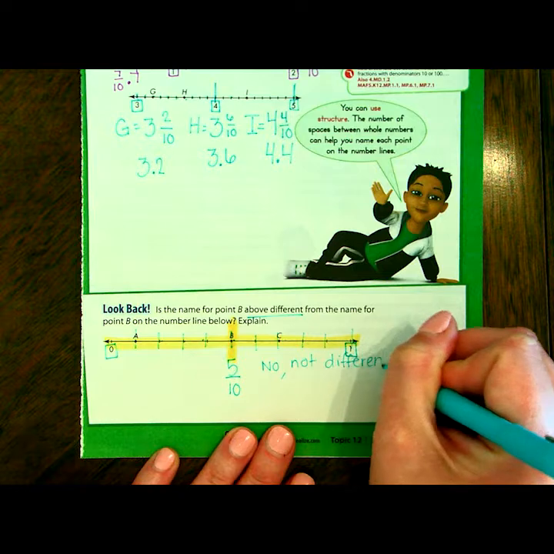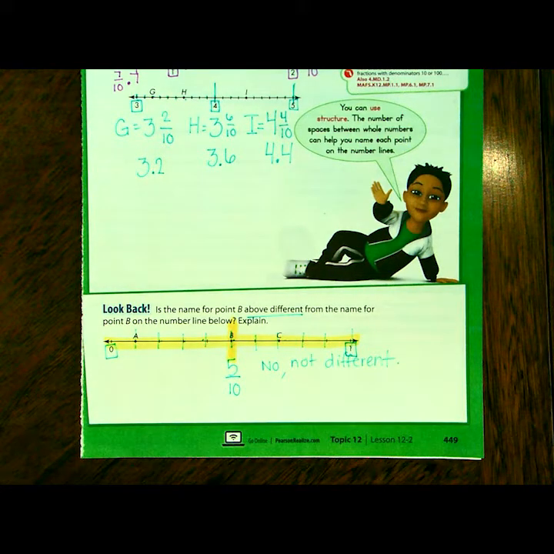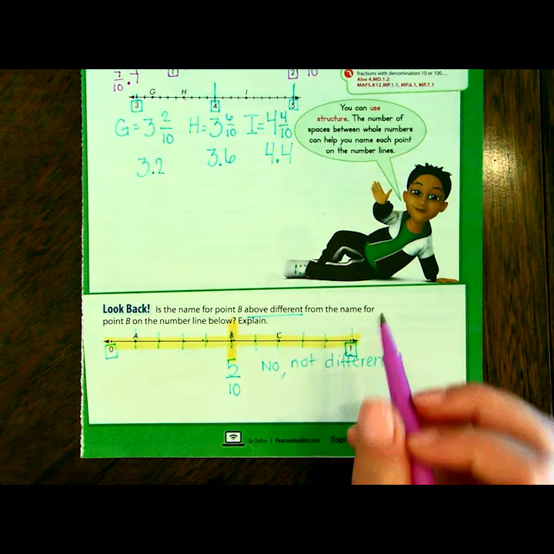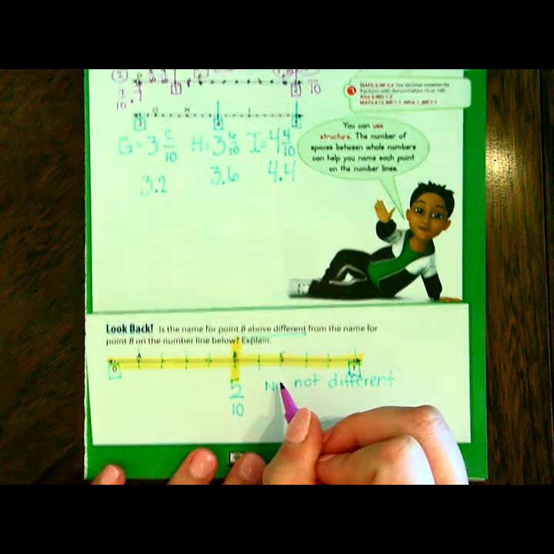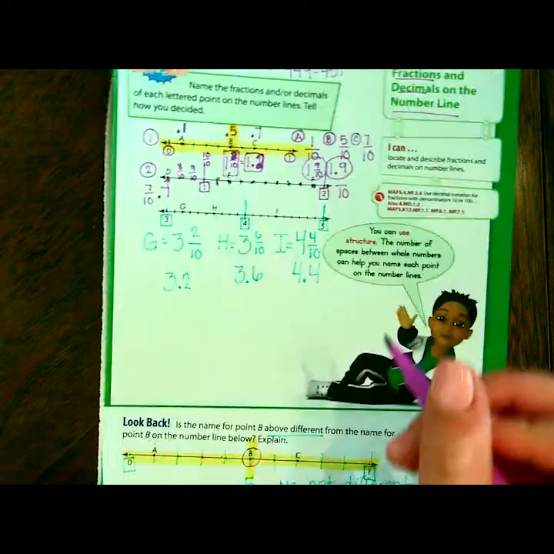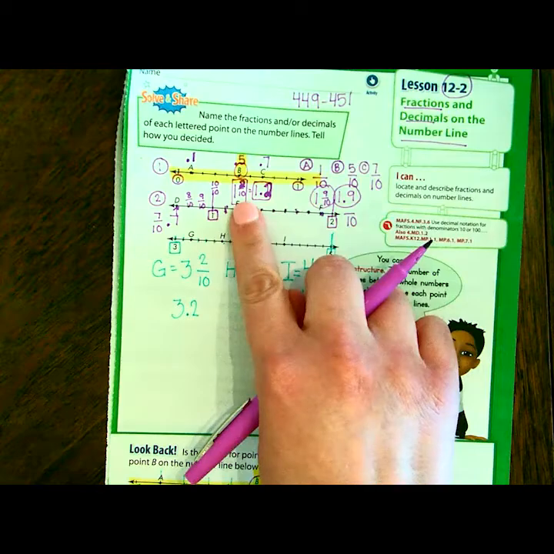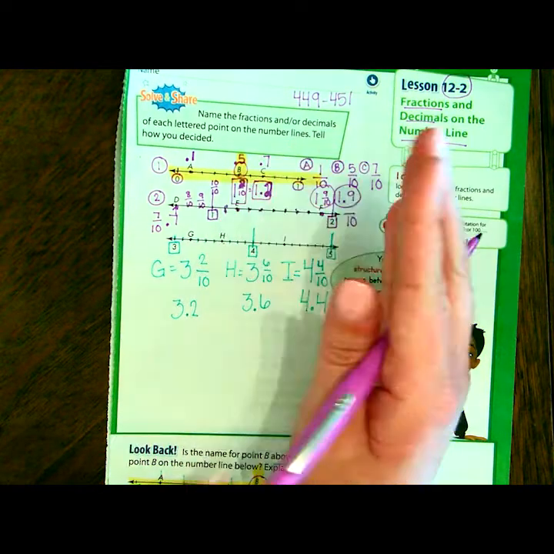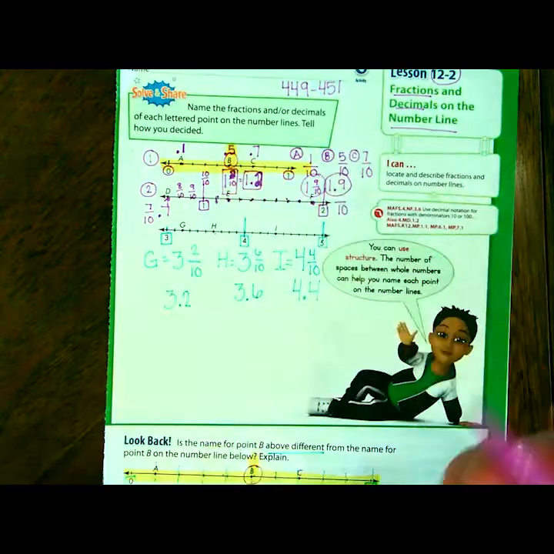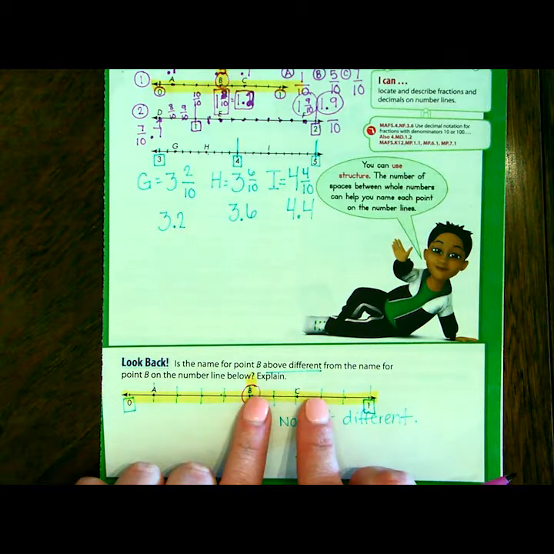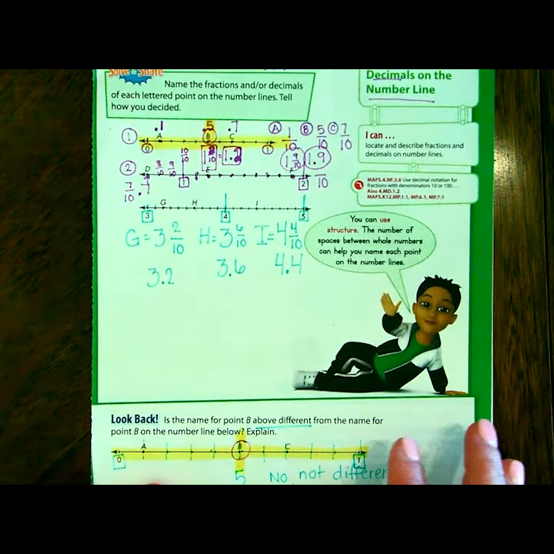The number line may look larger and the space between may look larger, but it still represents the same point on the number line. We can just see that this one's a little bit smaller. The spaces are like squished together closer, and on this one, the spaces are spread a little further apart, but they're still the same decimal, same fraction.